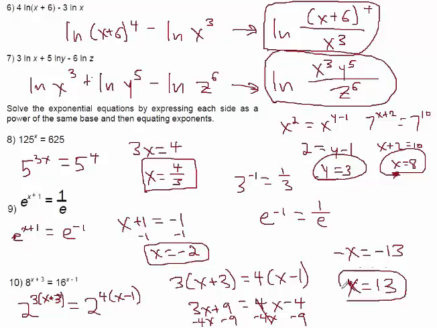And if you want to check it, you can check it based on this equation over here. Let's check 3 times 13 plus 3 equals 4 times 13 minus 1. Well, 13 plus 3 is 16. 13 minus 1 is 12. 3 times 16 is 48. 4 times 12 is 48. So it checks.